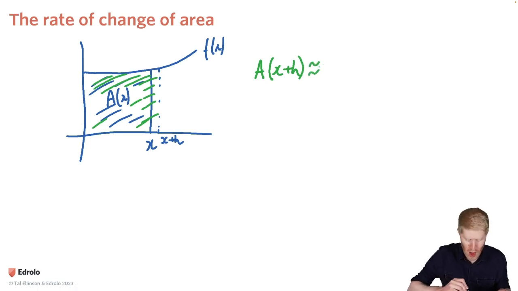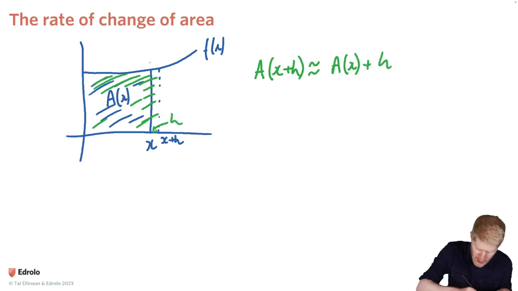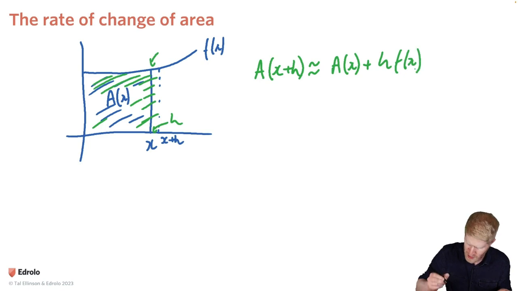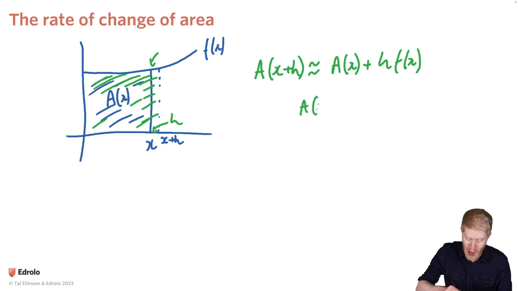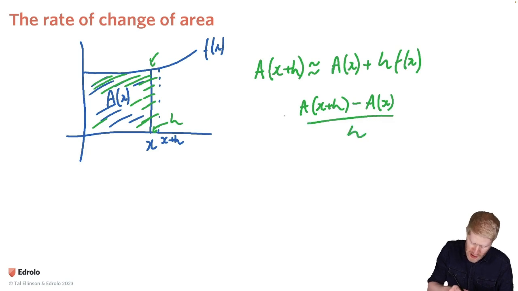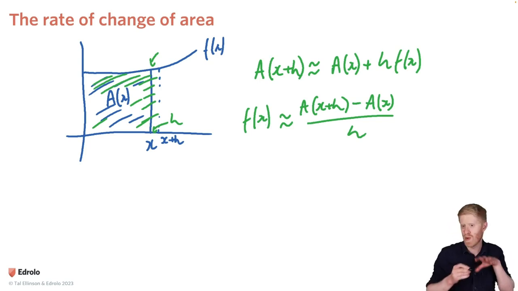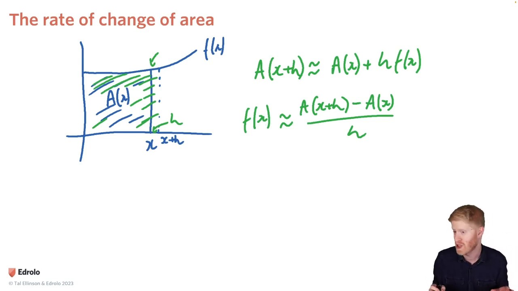We could say that's approximately equal to the previous area plus h times the height of the rectangle, f of x. Looks pretty good. That's pretty fair. There's no hand-wavy things going on here. The area to the new value is approximately equal to the previous area plus h times f of x. We can take away A of x from both sides and divide by h, and we'll get A of x plus h minus A of x over h is approximately equal to f of x. Now that's an approximation. There's no weird calculus assumptions happening here just yet. It's just a true statement that these things are approximately equal.